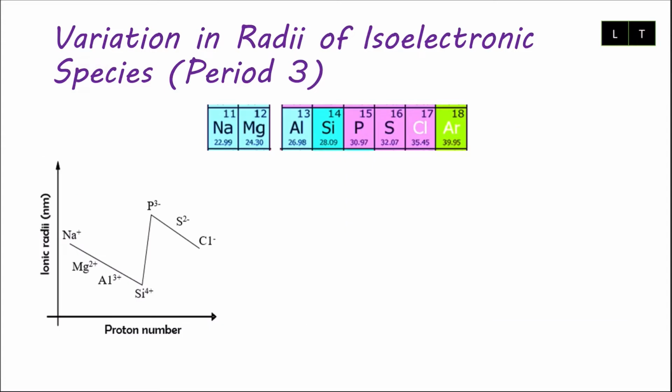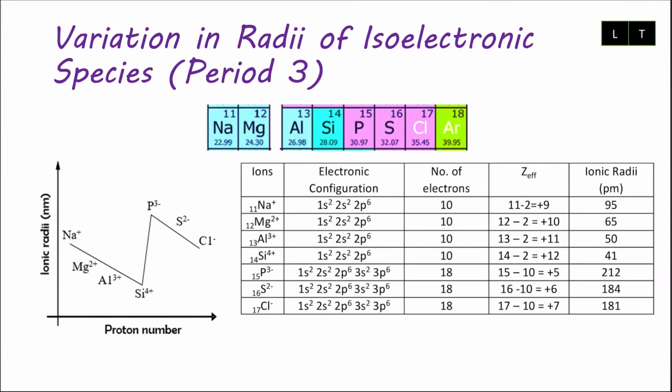So how to start the explanation? No matter what, you have to write the electronic configuration. So I will put all my respective ions from positive charge until ions with negative charge, and after that, write the electronic configuration. Next, I will calculate their number of electrons and determine ZEF.